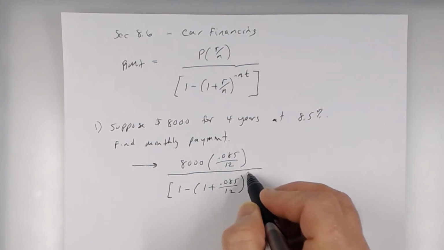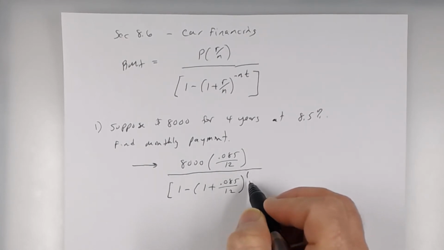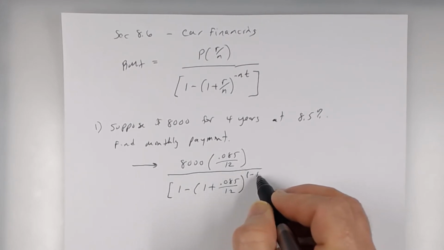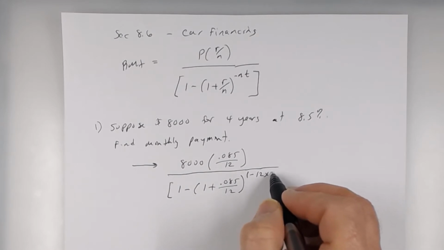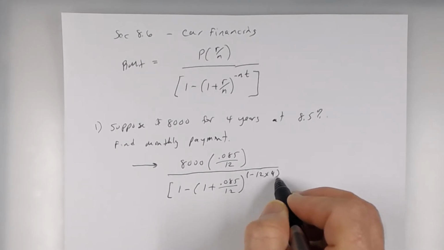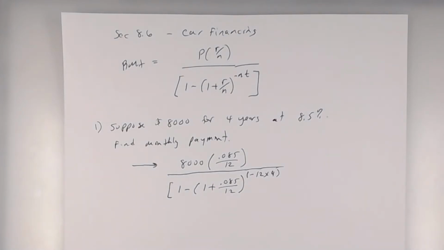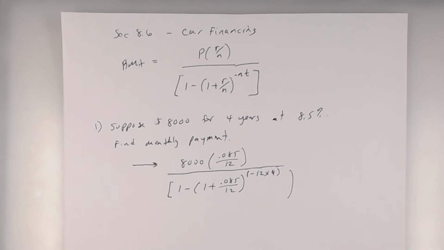I'm going to put the exponent in parentheses. That's important. Negative N is 12, times how many years is this for? 4. All right, so that's what you're going to put into your calculator. Take your calculator out, and let's figure out what this is. On your calculator, go ahead and determine what that is. So you have to say this.